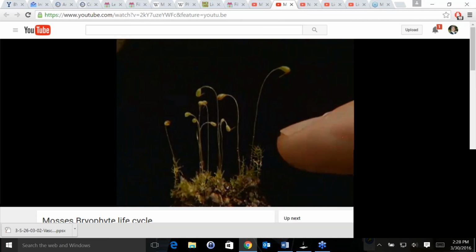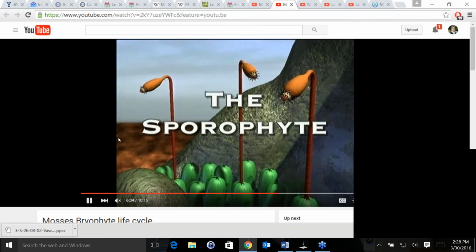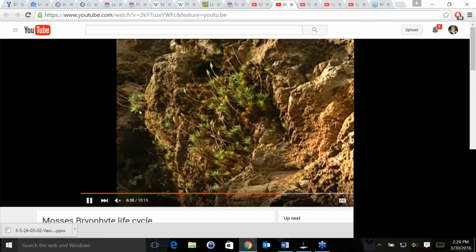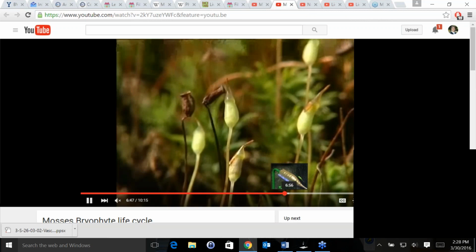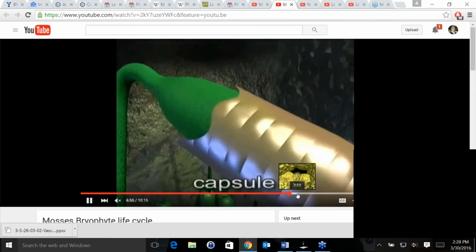That's a sporophyte. And in the nucleus of every one of those sporocytes, there are 2 sets of chromosomes. And the nucleus divides by meiosis, and that forms 4 haploid nuclei, and that forms a structure called a tetrad. So you can see the calyptra, and so I thought that was pretty cool.